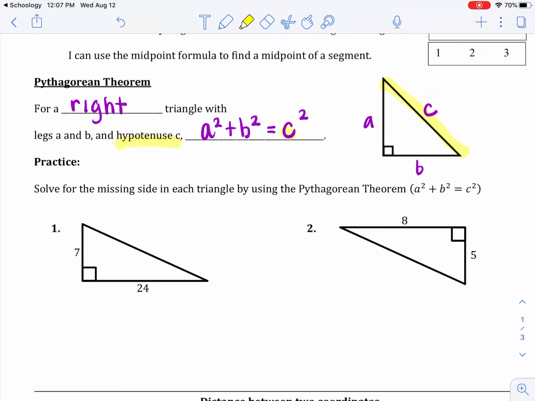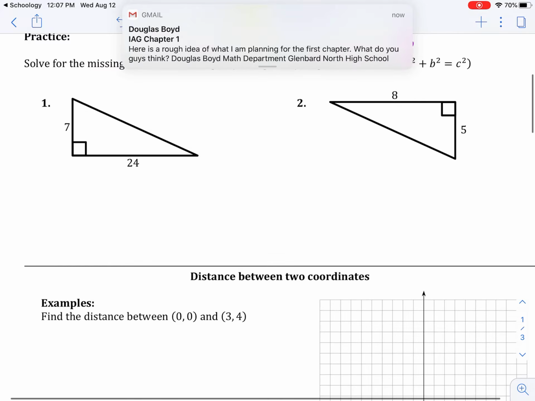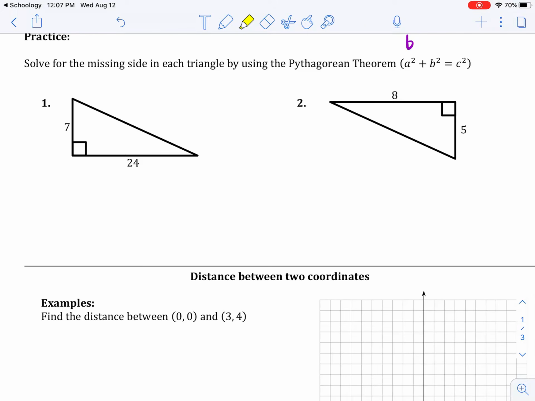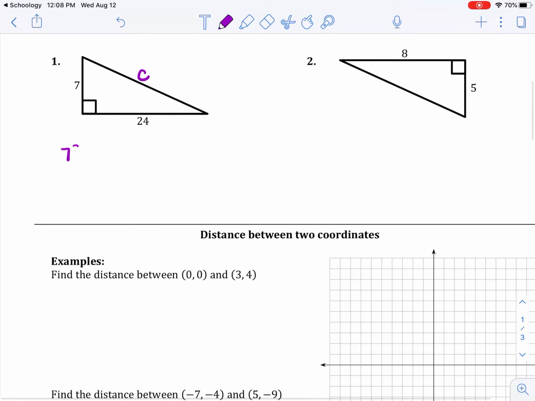All right, so let's try a couple problems right here. Solve for the missing side of each triangle by using the Pythagorean theorem. A squared plus B squared equals C squared, okay? So the first thing you should ask yourself, what's missing, A, B, or C? The hypotenuse is missing, so that's C. So we're going to do 7 squared plus 24 squared is equal to C squared.